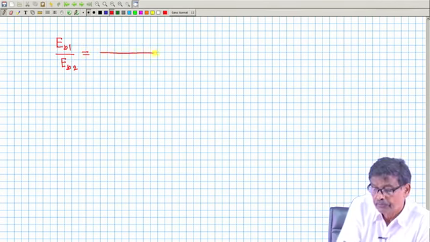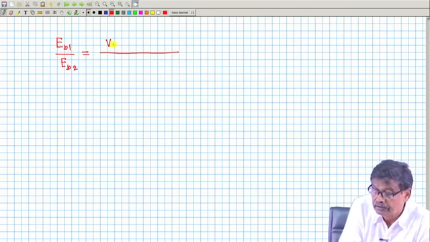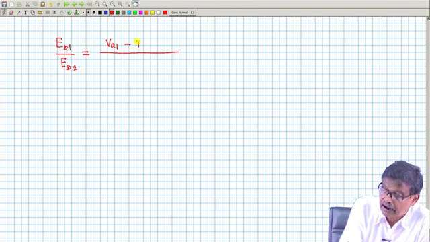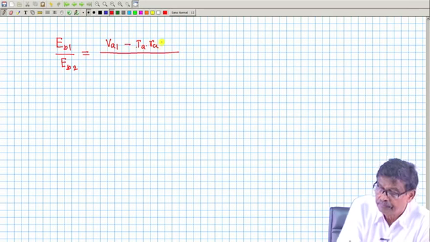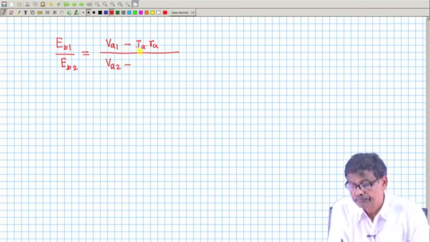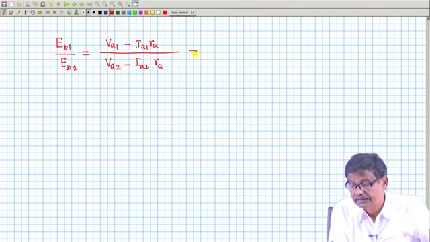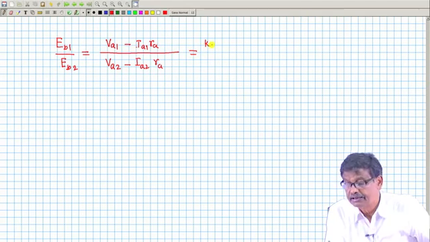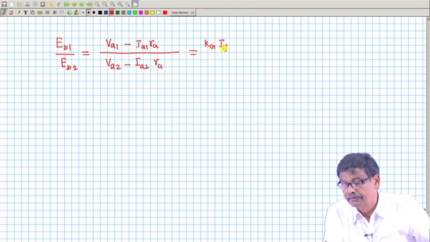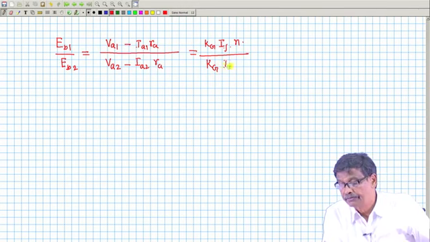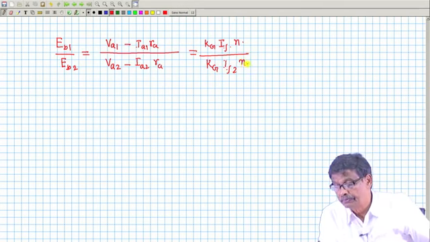This will be equal to VA1 minus IA1 RA, divided by VA2 minus IA2 into RA, and this is nothing but Kg into IF1 into N1 divided by Kg into IF2 into N2.